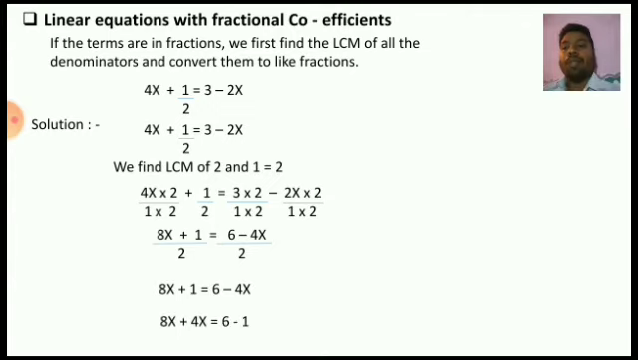So we take 4x on the left hand side, so that it gets plus. So 8x plus 4x is equal to, we take plus 1 on the right side, so that it gets minus, so that we get the step 8x plus 4x is equal to 6 minus 1. So 8x plus 4x how many? 12x, and 6 minus 1, 5.